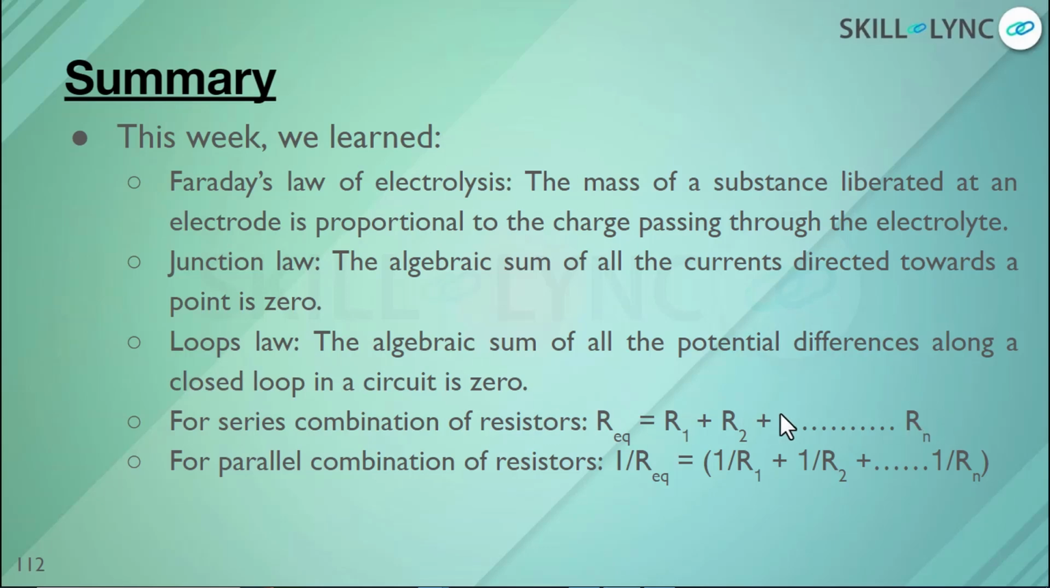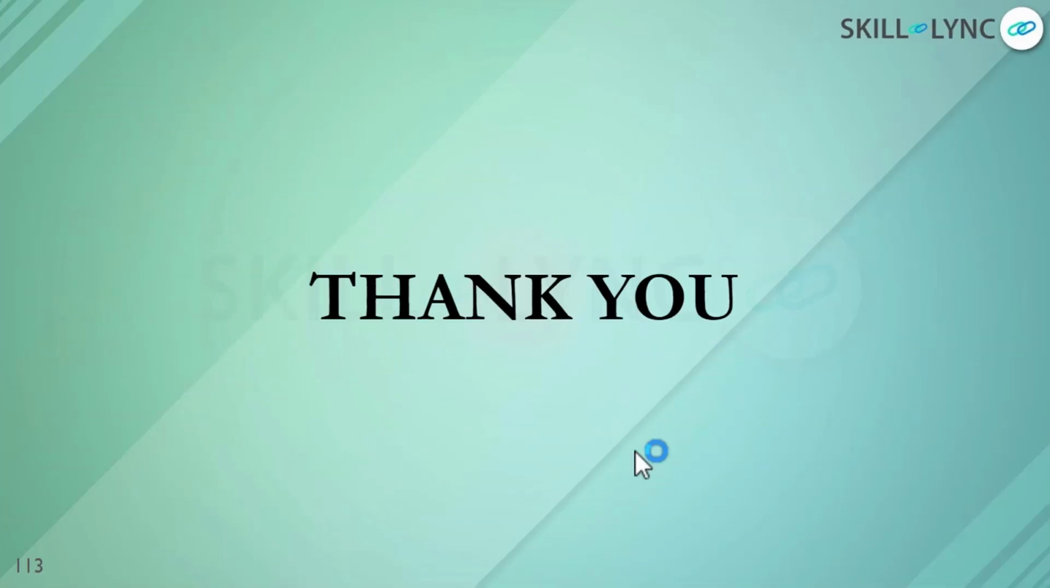Further, last but not the least, we have studied the parallel combination of resistors and have concluded that 1 upon R equivalent equals 1 upon R1 plus 1 upon R2 plus and so on up to 1 upon Rn, where Rn is the resistance offered by the nth resistor of the parallel combination circuit. Here we sum up the last session of this course.